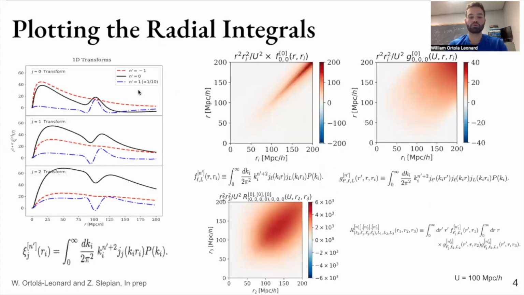Here I want to show you some of the results that we found from these radial integrals. As you can see here, for example, the leftmost panel is the integral over 1 spherical Bessel times the power spectrum. And as you can see in the top rectangular box, we find that for j equals 0, n equals 0, we find the 2-point correlation function, as is expected. Then here we have 2 spherical Bessel integrals, 3 spherical Bessel integrals, and here a combination of these 2 and 3 spherical Bessel integrals.